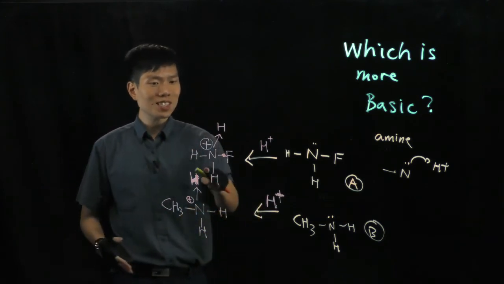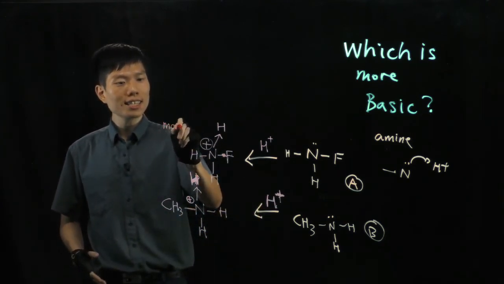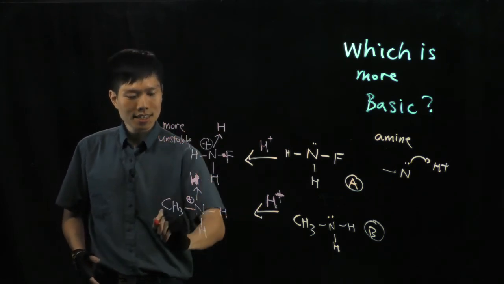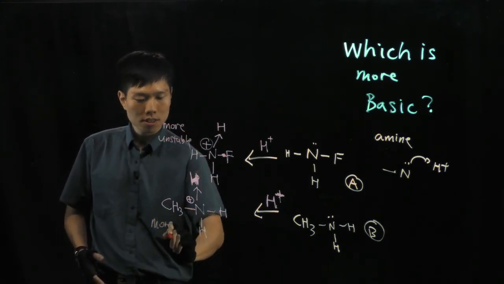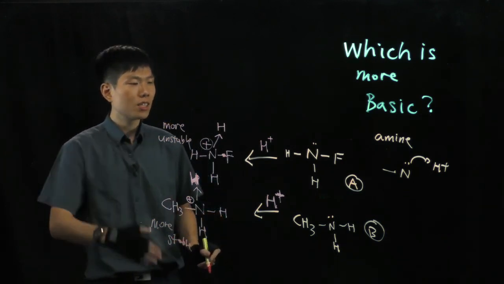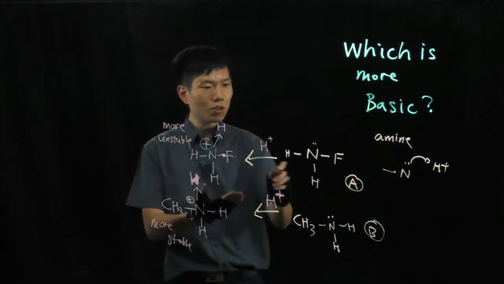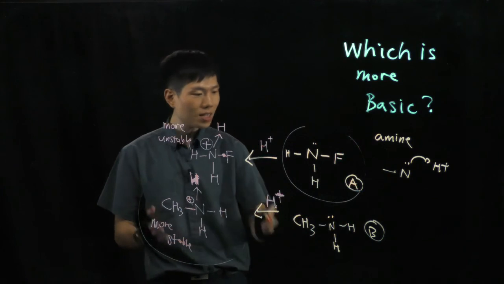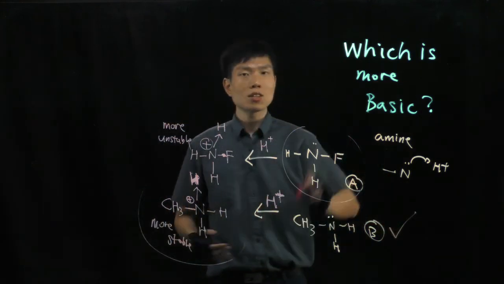So now we know that this is more unstable, and this is more stable as a result, relative to each other. So that means the equilibrium prefers to stay here, and for this side, it prefers to stay there. So that means B must be the stronger base.